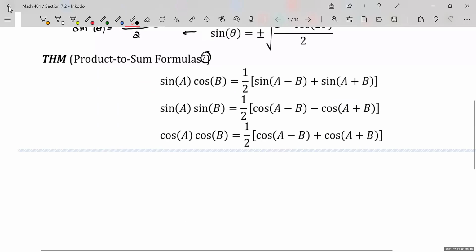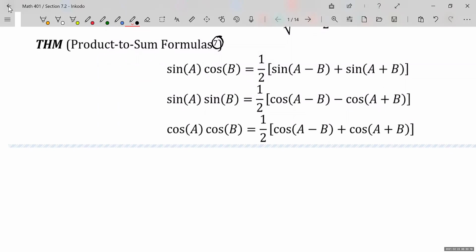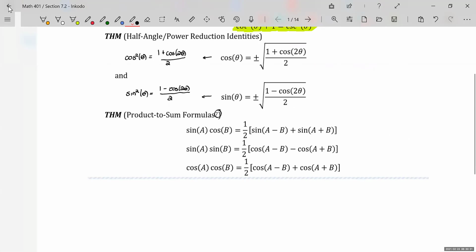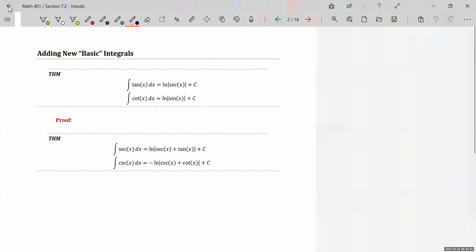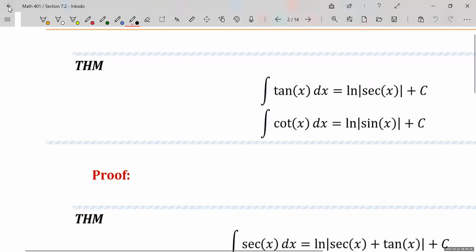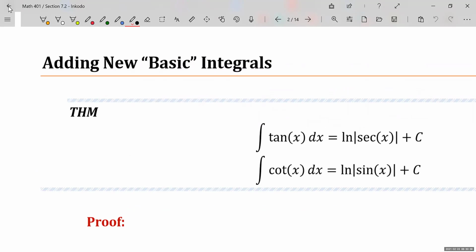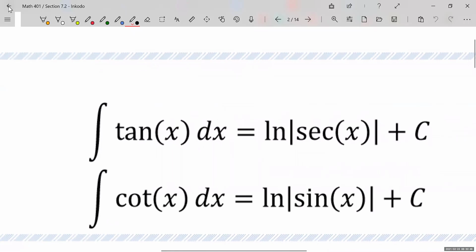Okay, these ones right here. I don't even remember them, and I've taught them for years. It's just they're kind of obscure. Oddly enough, I can derive them. I just don't remember them. So we're going to need those. And then we're going to add a couple of quote unquote basic integrals. So these are new basic integrals. And they're not so new, honestly.